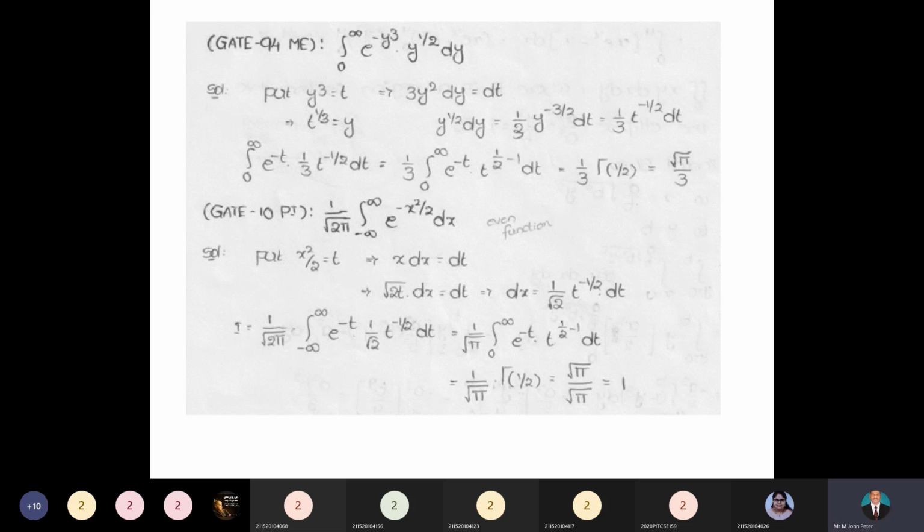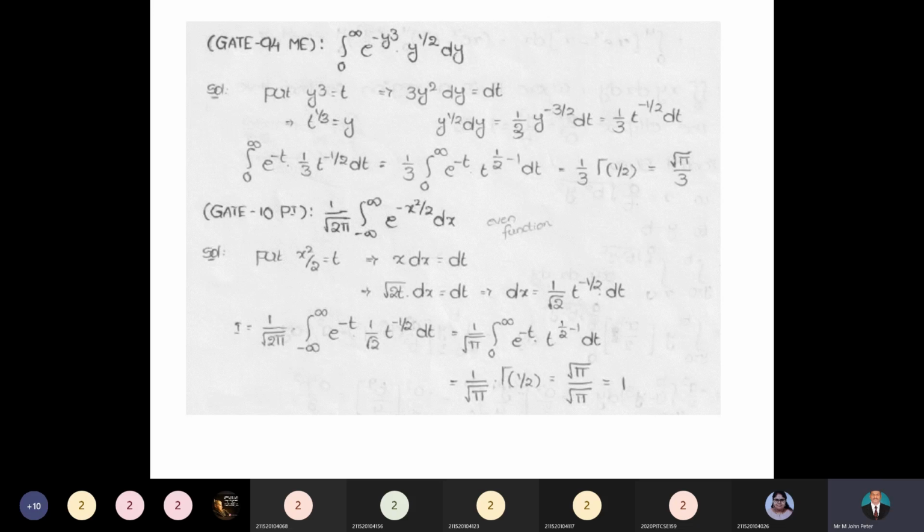So 1 by 3 integral 0 to infinity e power minus t, t power 1 by 2 minus 1 dt. Here another concept they have used, that is the gamma function, the gamma beta function. This simply you have to read as gamma. So gamma 1 by 2 is nothing but root pi. Gamma 1 by 2 is nothing but root pi.